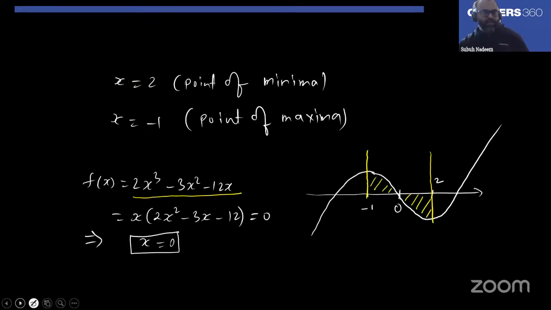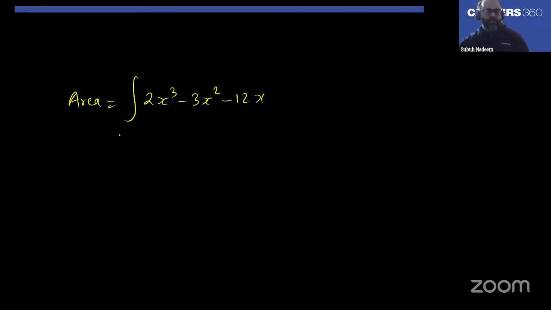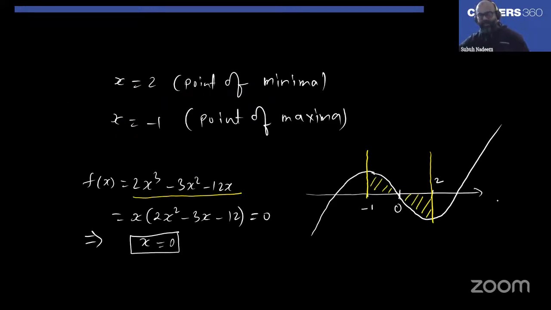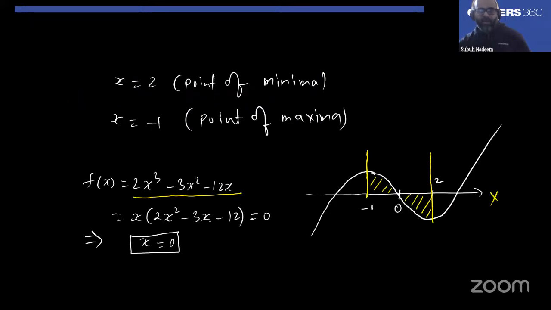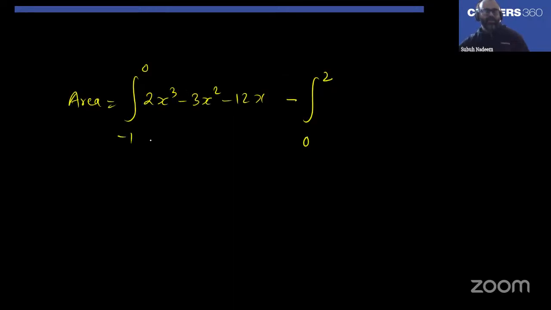2x cube minus 3x square minus 12x. It is between -1 to 0. And the other part is below the x-axis. So if you want it to be positive, because the algebraic area will be negative, so you have to take the negative of this. So what you will do, minus 0 to 2, and this is 2x cube minus 3x square minus 12x.